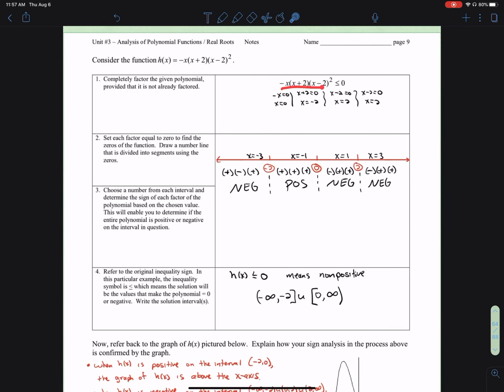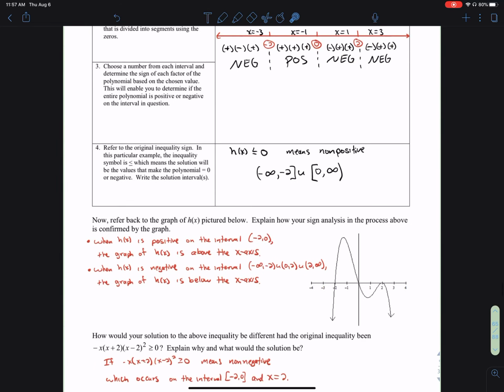So we factor this little fella. Set each factor equal to 0. These are our x-intercepts. Even though a 2 happens twice, we only put this on our number line once. We found that this ends up being negative, and then positive, and then negative and negative. We're asked to find when this is less than or equal to 0. That means h of x is less than or equal to 0, which means it's non-positive. That includes when it's equal to 0, when it's negative.